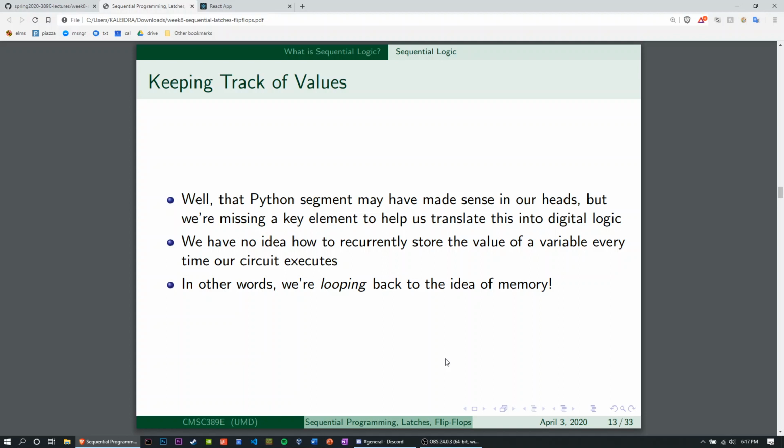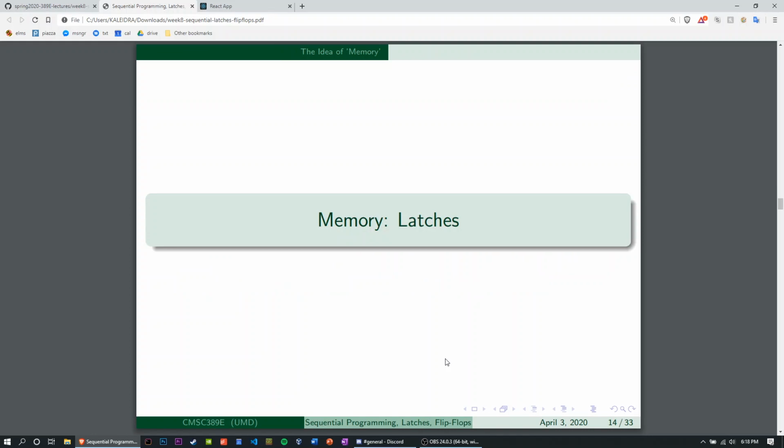Okay, so that Python segment may have made sense, but we're missing a key element to help us translate this into our digital logic circuits. Specifically, we have no idea how to recurrently store the value of a variable every time our circuit executes. There's a little pun there: we're looping back to the idea of memory. The real key here is to represent the data you're producing from each iteration of your digital logic circuit and dump that into some sort of variable or storage, so you can use that in the following consecutive iteration of your circuit. So that being said, here's how we'll get that done using memory and latches.